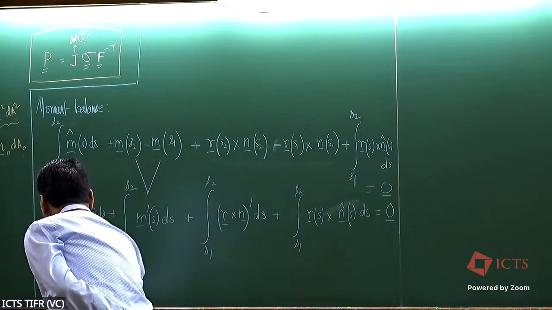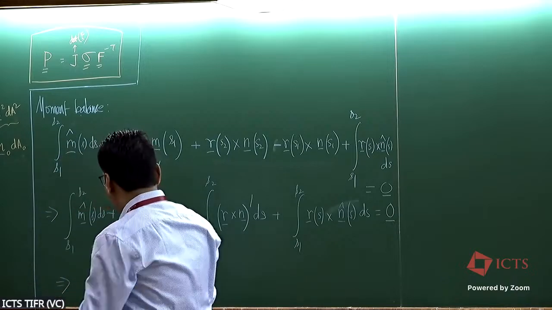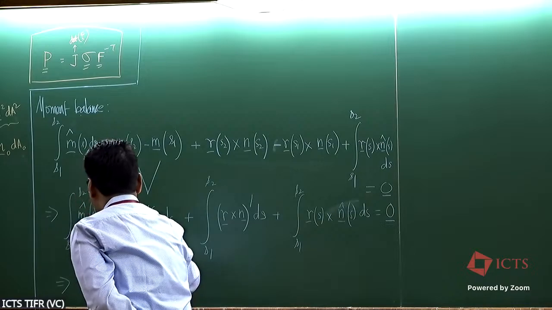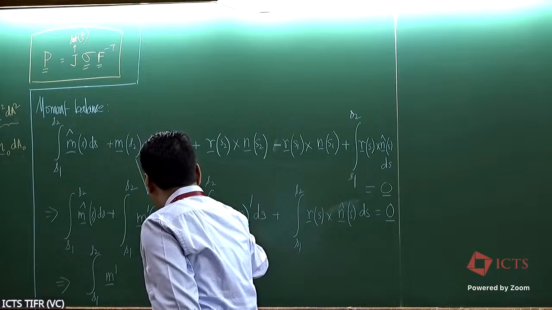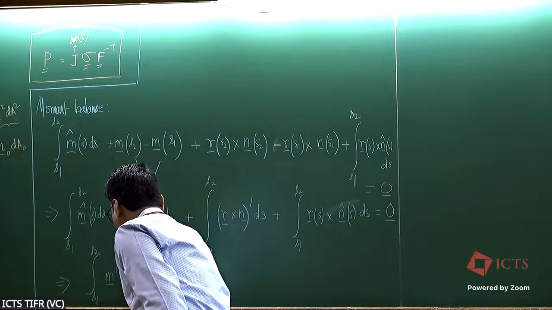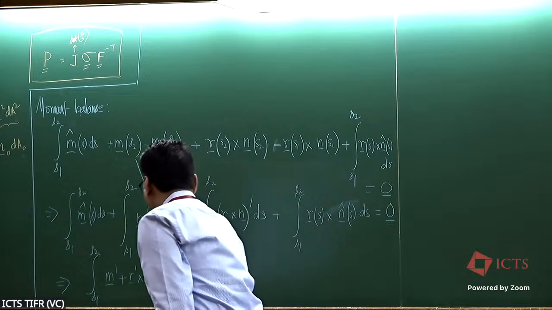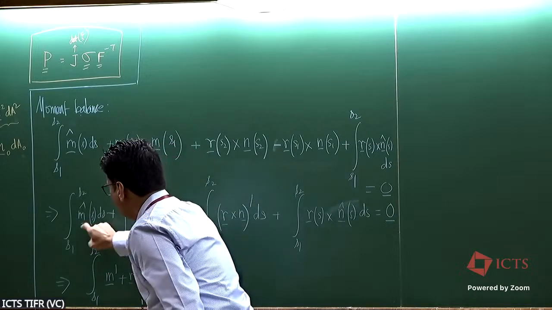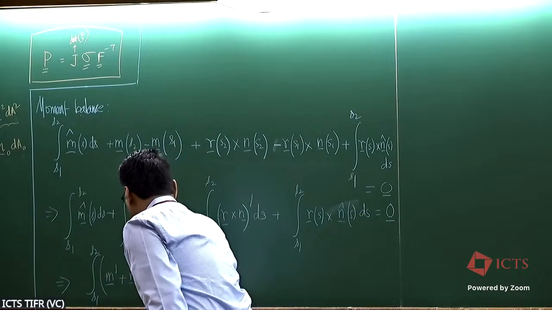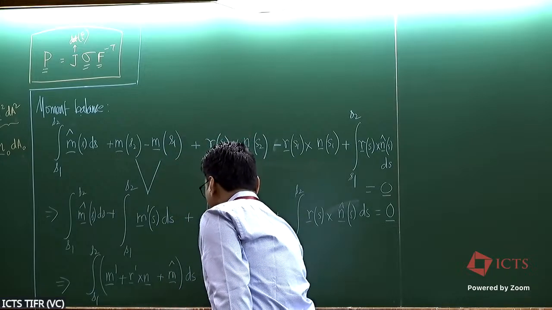So let's bring them all together, S1 to S2. And I'm also going to do some rearrangement. I'll write this as m prime from here. From here, r prime cross n. I'm going to put that here, r prime cross n. Plus this term, m hat ds. And then the remaining term, I'll write it separately.